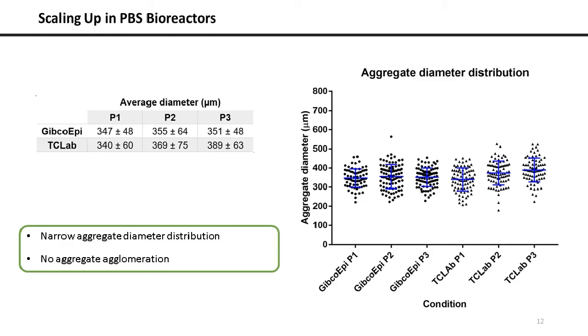We can see that the distribution is very narrow, and it's pretty similar between each passage and between each cell line. We also observed that the average diameter did not surpass the 400 micrometer limit, which was our goal, and that the diameters that we obtained were pretty similar for both conditions and for each passage. And again, importantly, we did not observe any aggregate agglomeration.